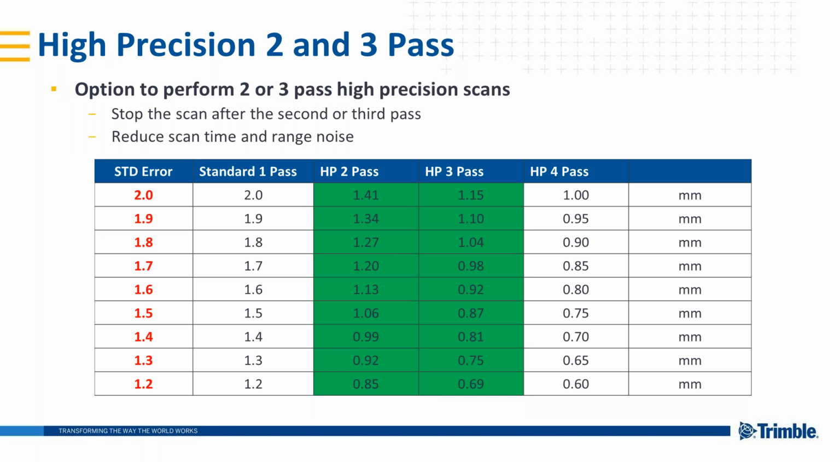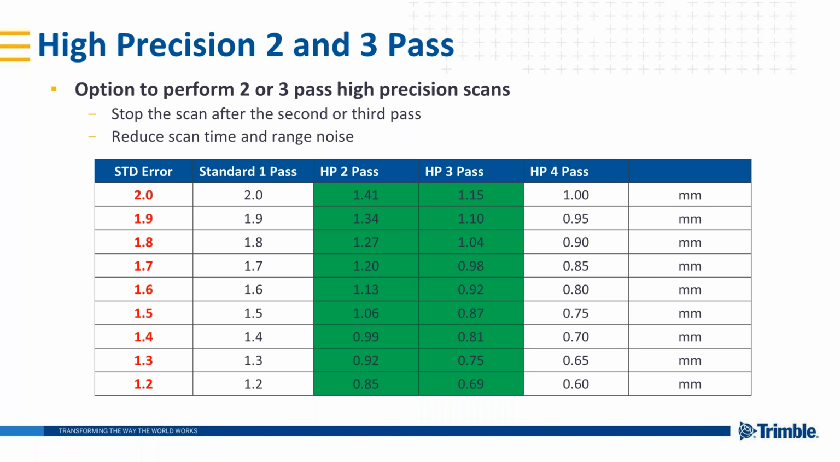Okay, let's move on to talk about some of the TX8 high precision tips and tricks. The TX8 has a high precision 4-pass scan mode to achieve less than 1 millimeter range noise. These scans take 4 times as long as standard scans, but you can cancel the scan after the second or third pass to reduce the scan time and still achieve less than 1.4 millimeter range noise. This table shows the range noise you can expect from 2, 3, and 4 pass scans when compared to the standard deviation error and standard 1-pass scans.